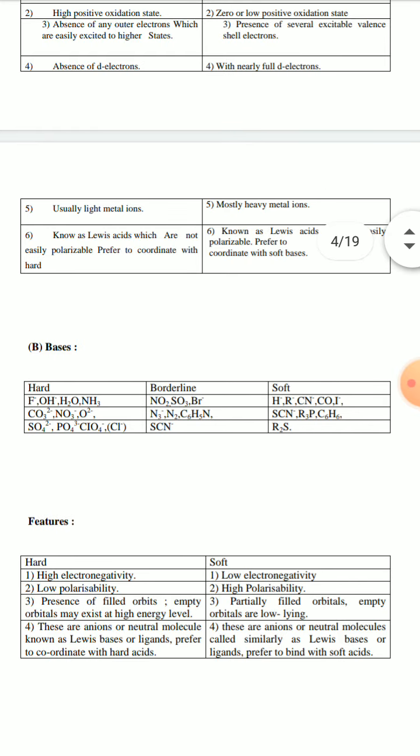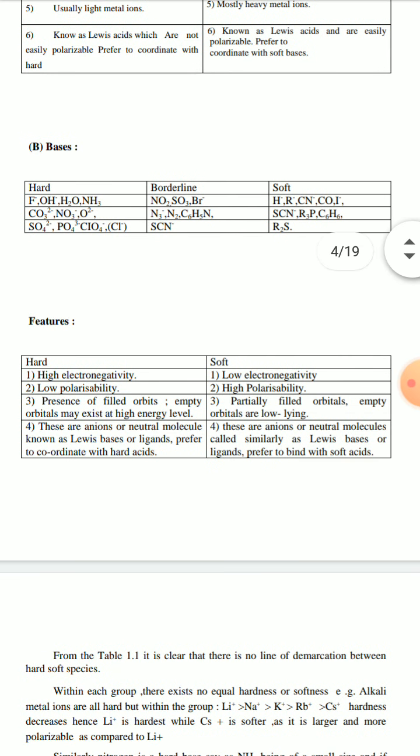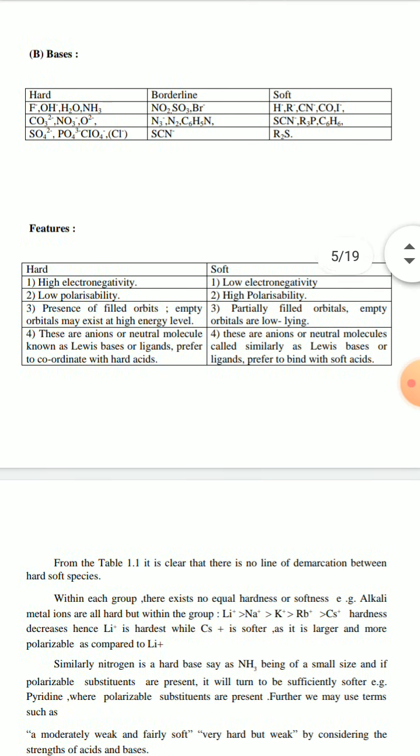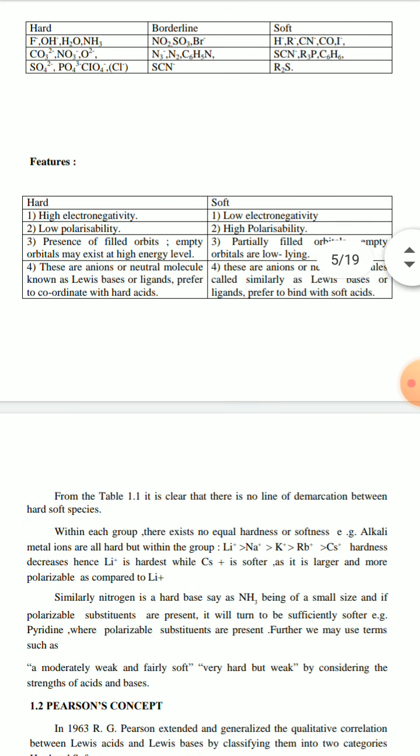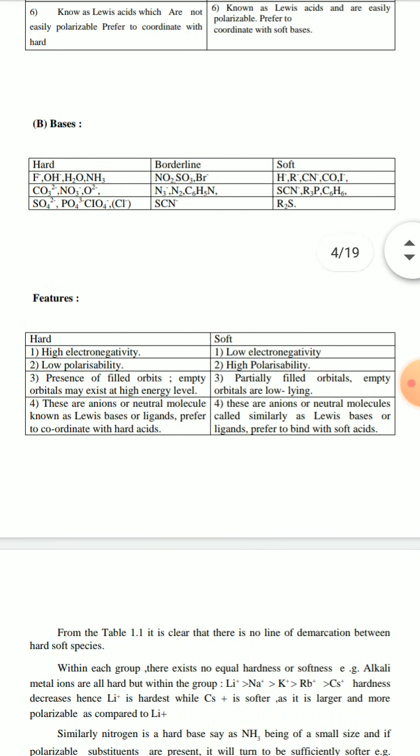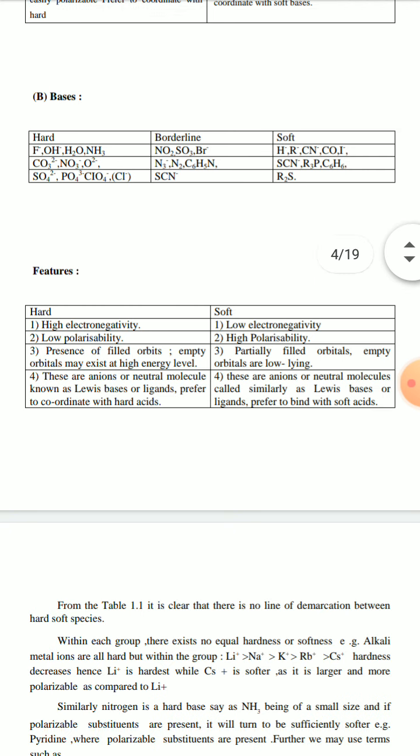And this is a table for bases, where hard, soft and borderline bases are shown, and the features of hard and soft bases are shown in this table. You can see here that hard bases are highly electronegative and soft bases are low in electronegativity. Hard bases have low polarizability and soft bases have high polarizability. In hard bases, filled orbitals are present and empty orbitals may exist at high energy levels, and in soft bases partially filled orbitals are present and empty orbitals are low lying.